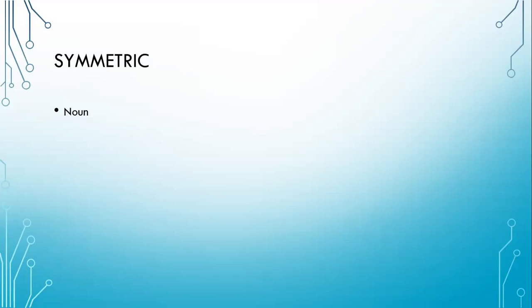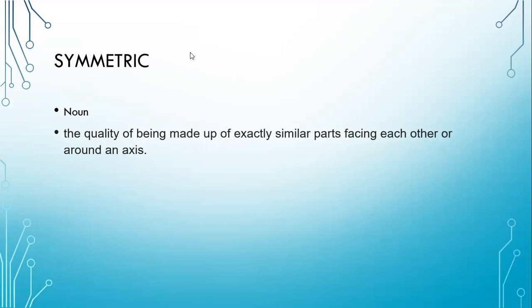So Shatam, again, symmetric means the two have to be equal. Very good. If you cut a shape into two, the two parts have to be exactly equal. Symmetric is an adjective. It's not a verb. It's not a noun. It's an adjective, okay?